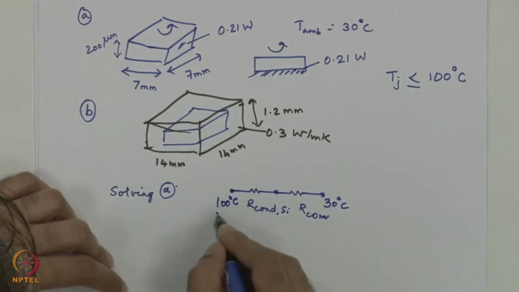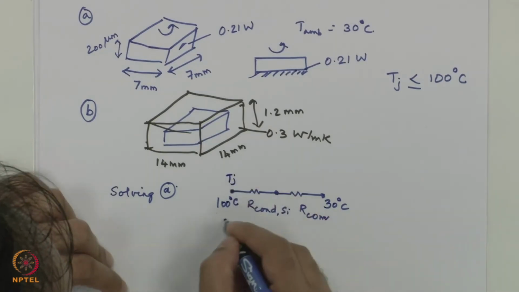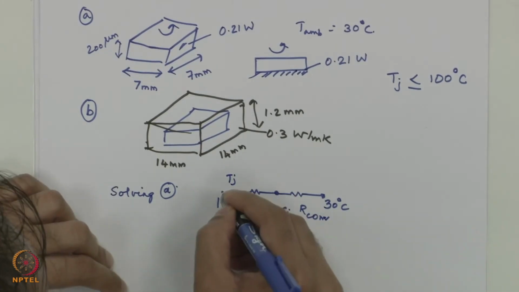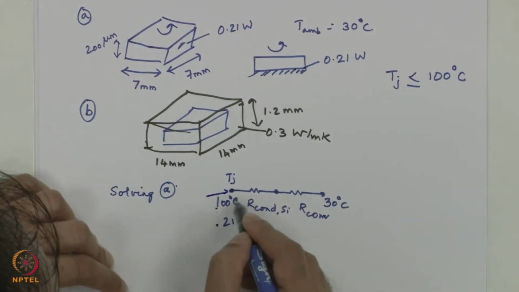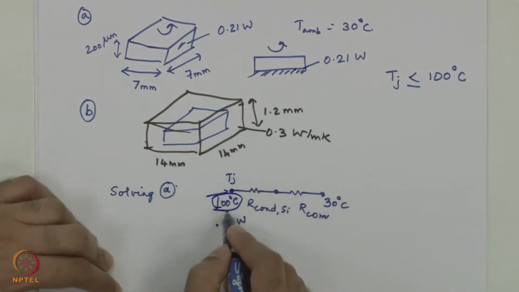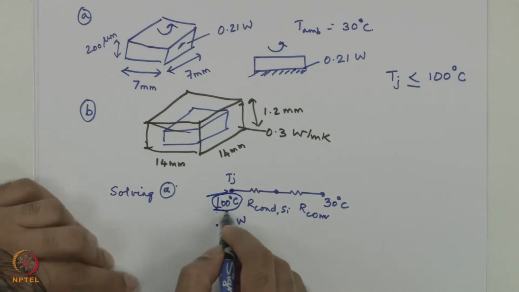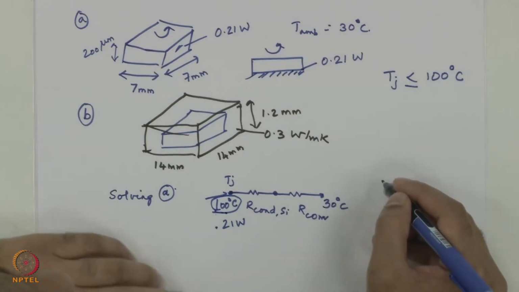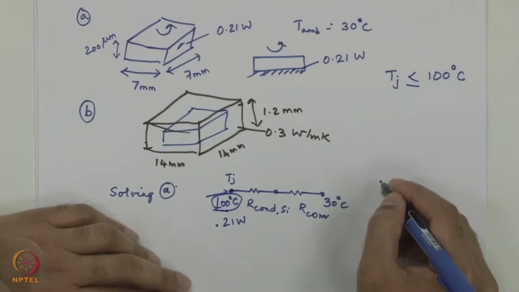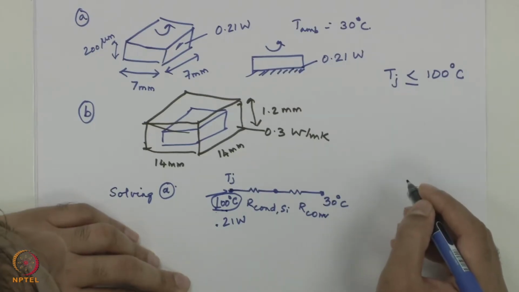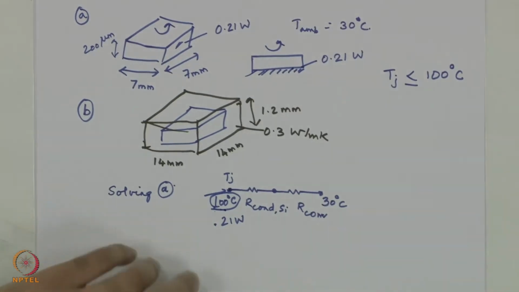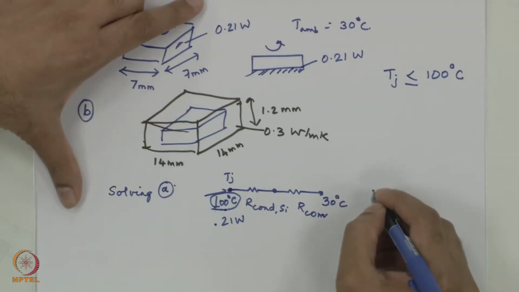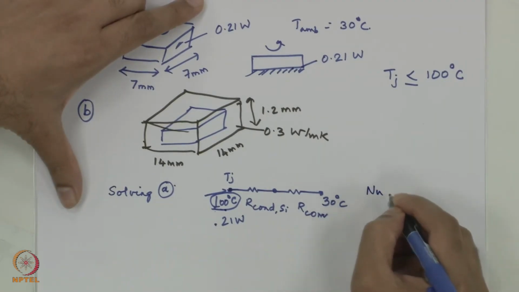So we need to see, using this, we need to calculate a T junction, because we know the power to be dissipated is 0.21 watts at this junction. So we will estimate a junction temperature and see if it is higher or lower than 100 degrees C. For this, only heat flux is specified, we are not given a junction temperature. Junction temperature is what we are seeking. So what we'll do is use a natural convection correlation based on heat flux.